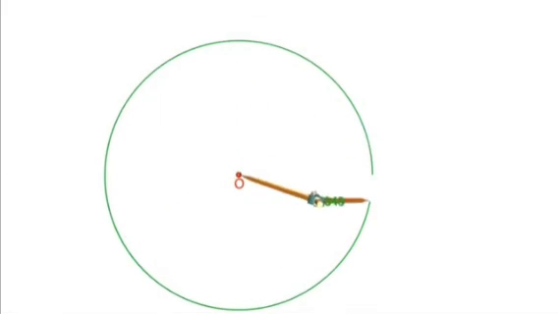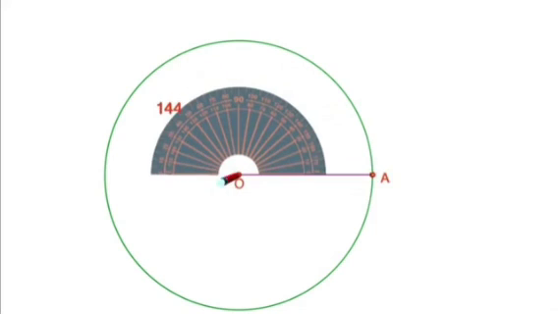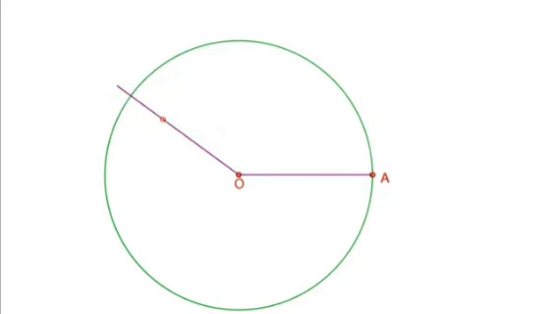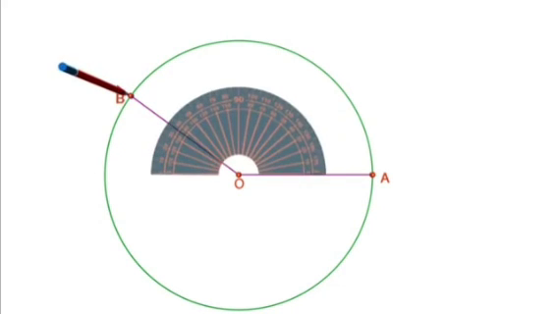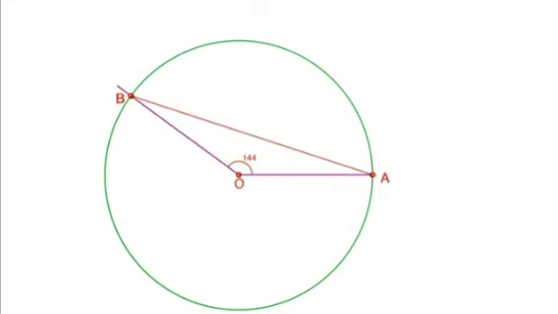Draw a circle and make an angle of 144 degree at the center. Join AB. Since angle AOB is 144 degree, all angles on the large arc AB is 72 degree, and therefore all angles on the small arc AB is 108 degree.